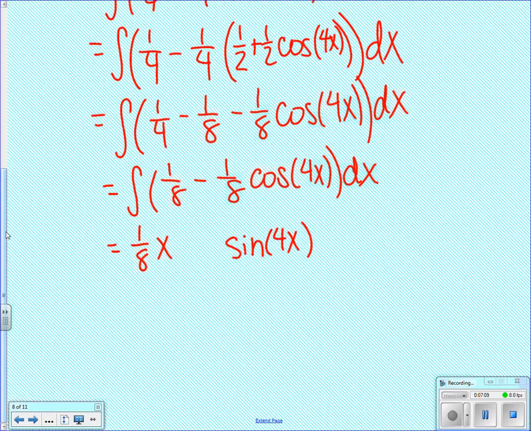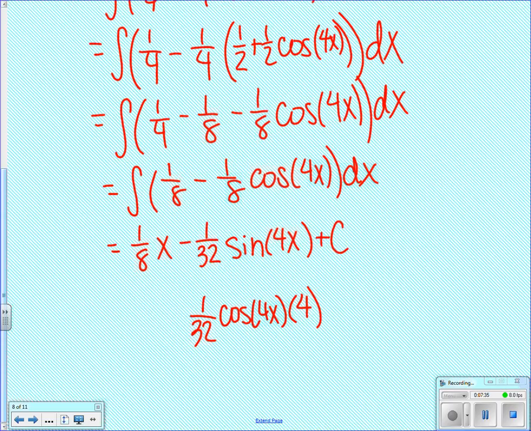And I'm going to take the derivative to figure out what my number should be in front of that. So derivative of sine would be cosine, and then times 4. So the derivative of 4x is 4. Well, I need a 1/8. So the only way to make that 4 into 1/8 is divide by 32. And so I'm going to have minus 1/32 sine of 4x and then plus c. And so that would be your answer.